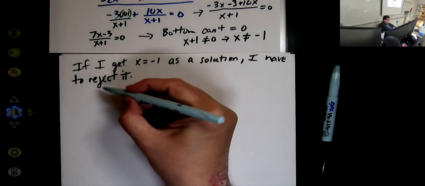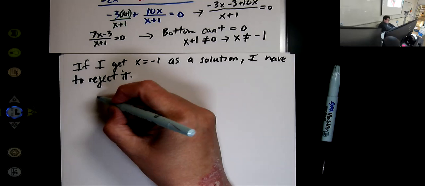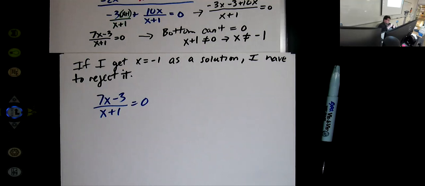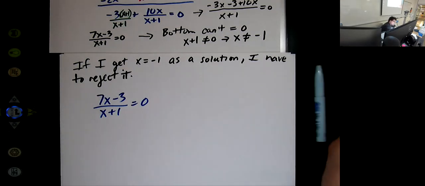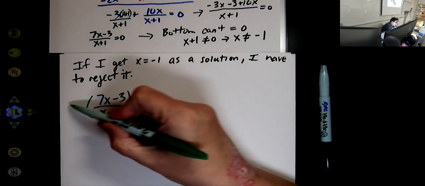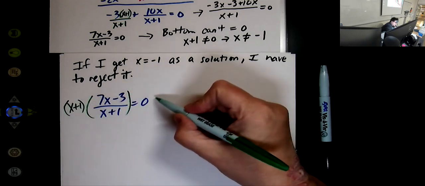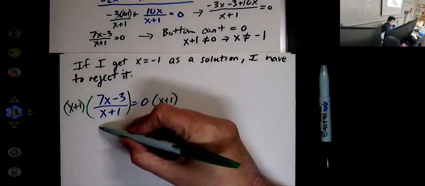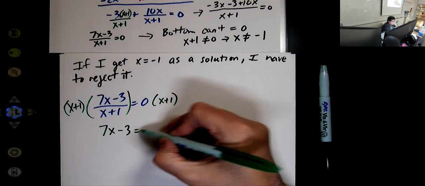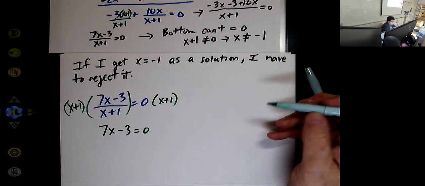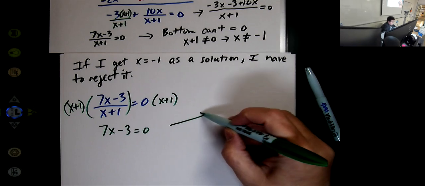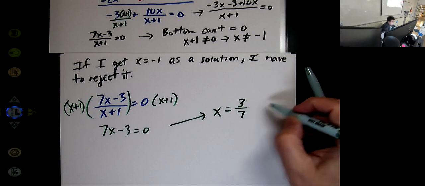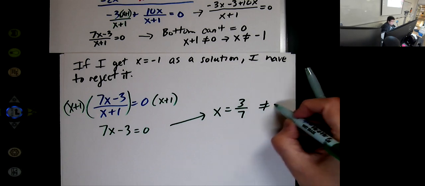Now that I've got everything as one fraction, I can clear the fraction. So if you clear fractions, you can multiply both sides by x plus 1 if you've made a note of what goes away, what doesn't work. Because if I do that, I'm just left with 7x minus 3 equals 0. And a little bit of solving is going to get you x equals 3 over 7. Which does not equal -1, so it's good to go.